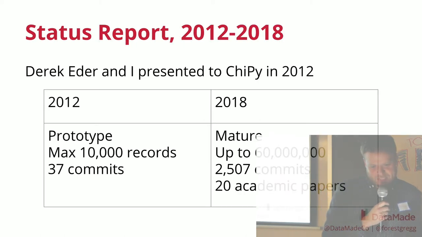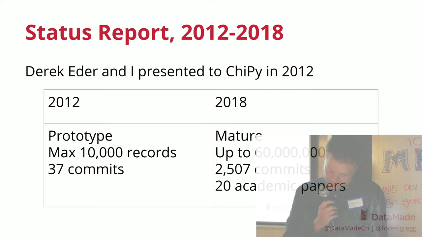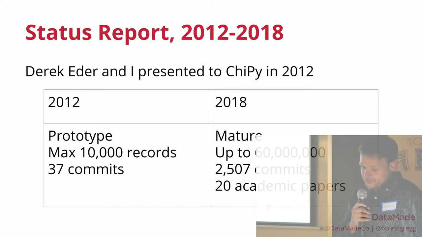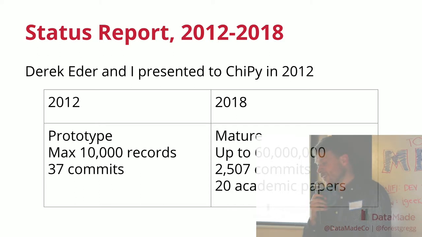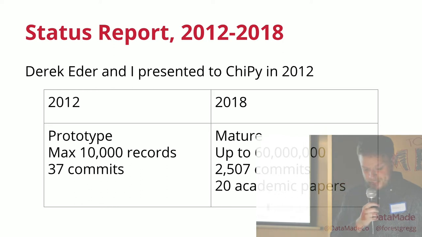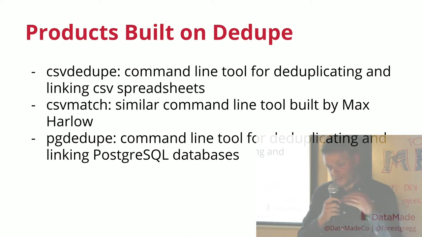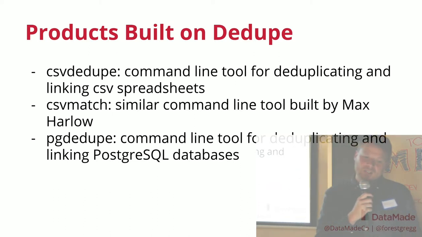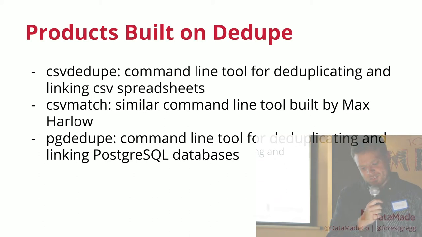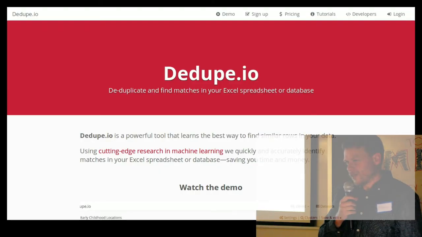So in 2012, we presented a prototype of this work. We could handle 10,000 records. Now we can handle 60 million records. We had made 37 commits. As of a couple hours ago, we had 2,500 commits. And this work has been used in at least 20 academic papers. It's been used in hundreds of other people's projects that have been published on GitHub and many more that have not. There have been three open source products built on top of it to make it easier to use. We built the first one, and other people have built the other two. And we have built a software as a service.